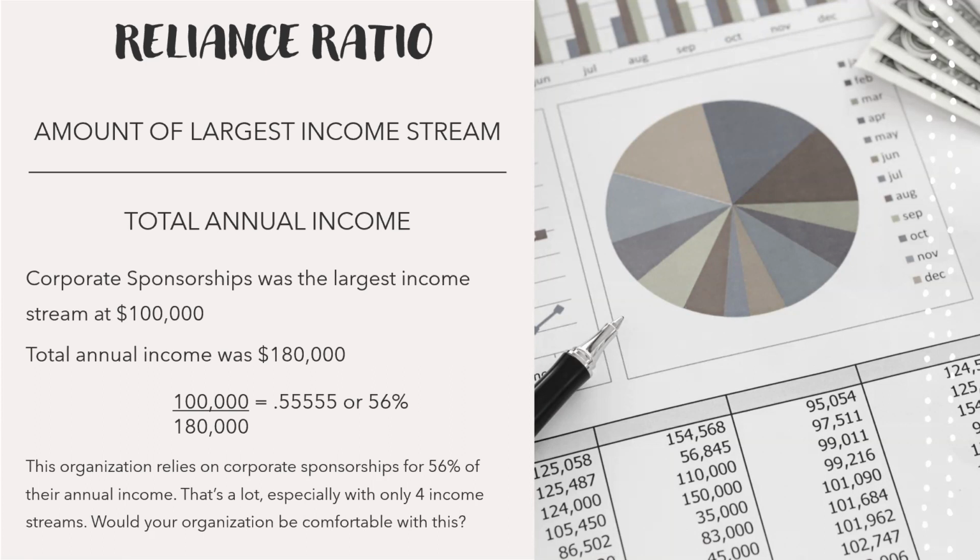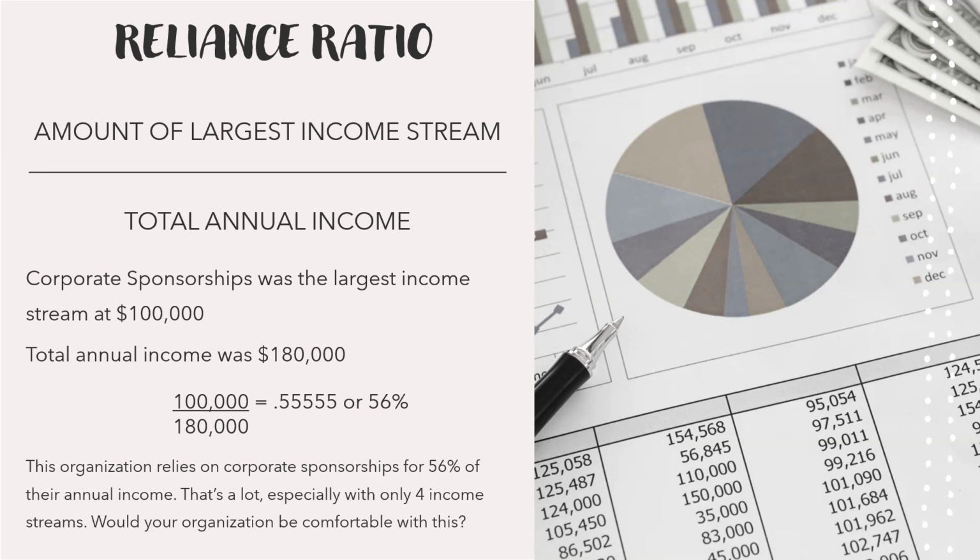As I mentioned on the last slide, corporate sponsorships was the largest income stream at $100,000 versus their total income, which was $180,000. So if we do that math problem here, and lucky for you, I did it ahead of time. Lucky for me, I did it ahead of time. But you can see the math problem worked out here. We took $100,000 divided by $180,000, which equals 0.555. If you remember back to elementary school or middle school, if you move the decimal over 2 points to the right, you come up with a percentage.